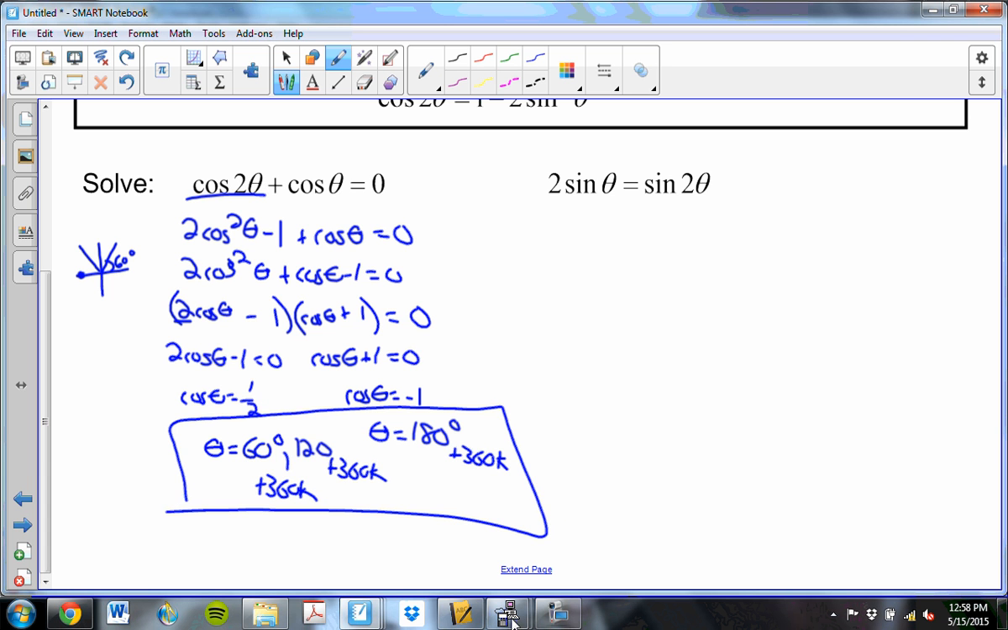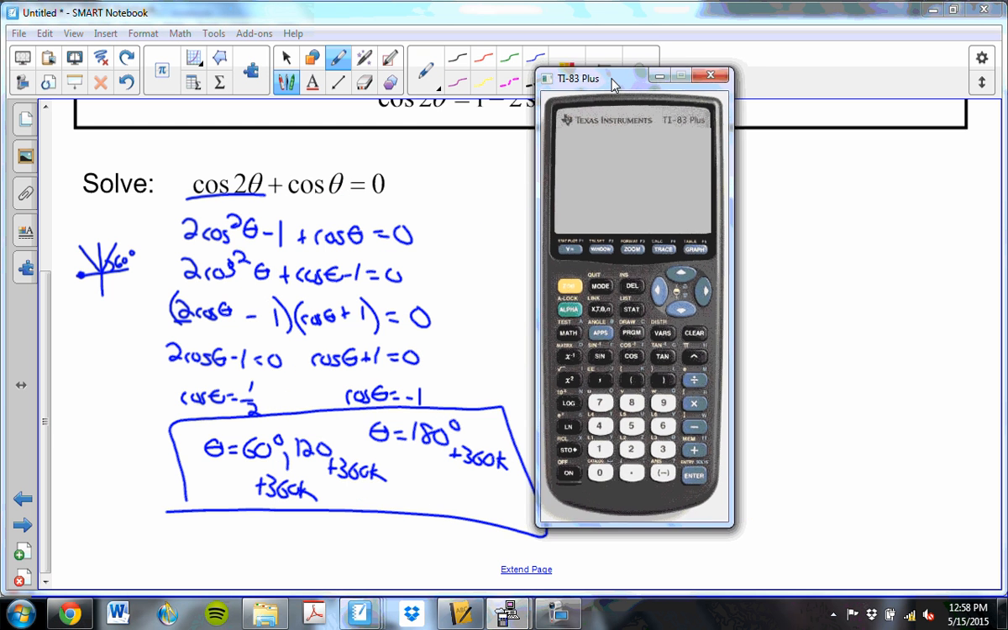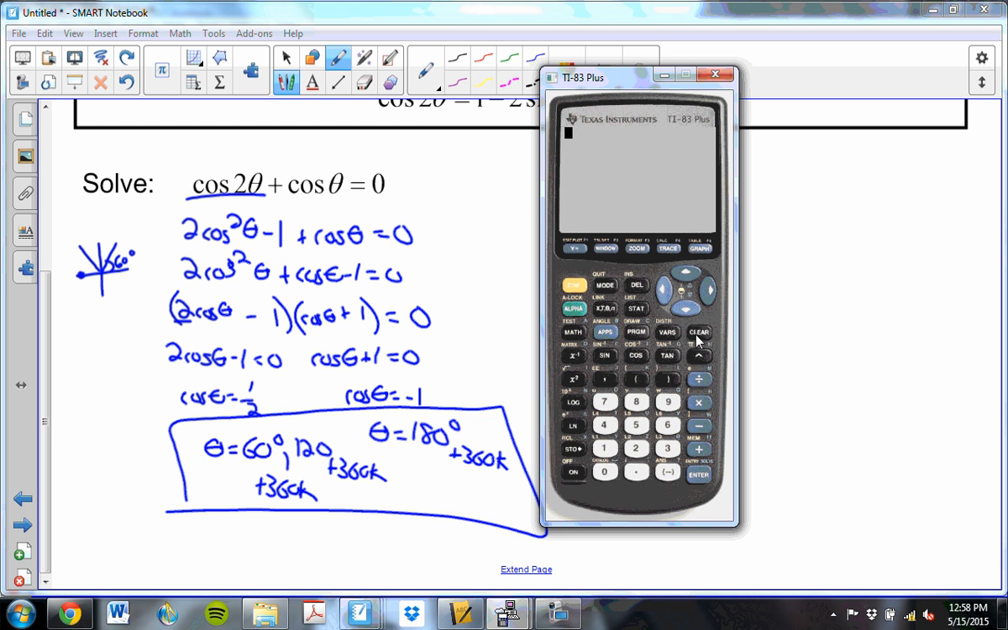If you can't figure that out in a unit circle, that's fine. You can always just do a sine or cosine inverse. Make sure your calculator is in degrees in this case. So if I do a cosine inverse of a half, I get 60 degrees.